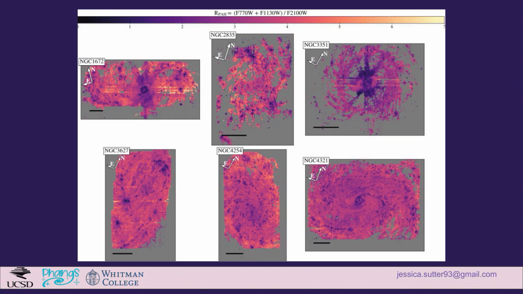Here are 6 more of our galaxies. All 19 are in the paper, but they're hard to see in a small slideshow, where we can see ARPA constant, but we see these dark purple sprinkles showing us where the H2 regions are, where we see ARPA drop. We think that's suggesting that within those H2 regions, PAHs are being destroyed by the higher intensity, higher energy radiation from young stars.